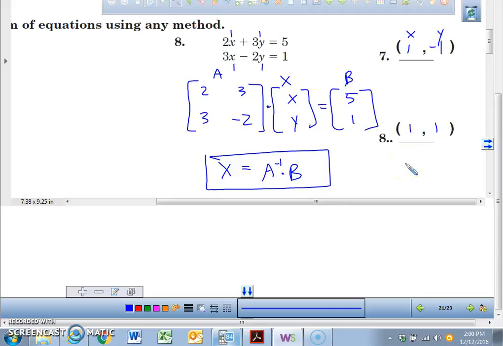Everybody, since you're watching this, okay, you got an x, a y, and a z. All right? So that's how you use the inverse properties of a matrix to solve for x and y.